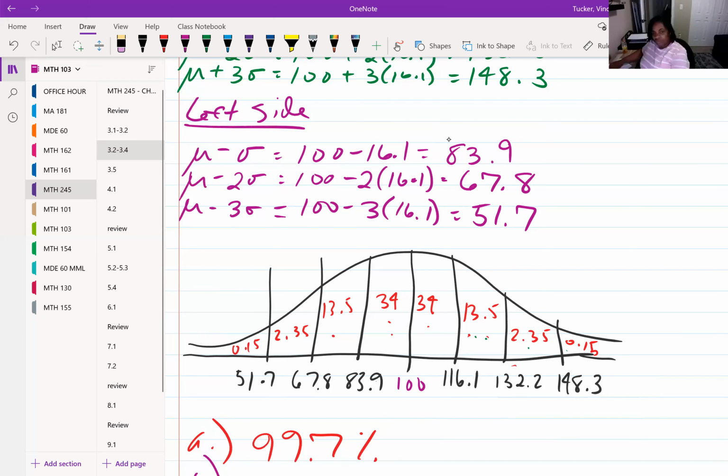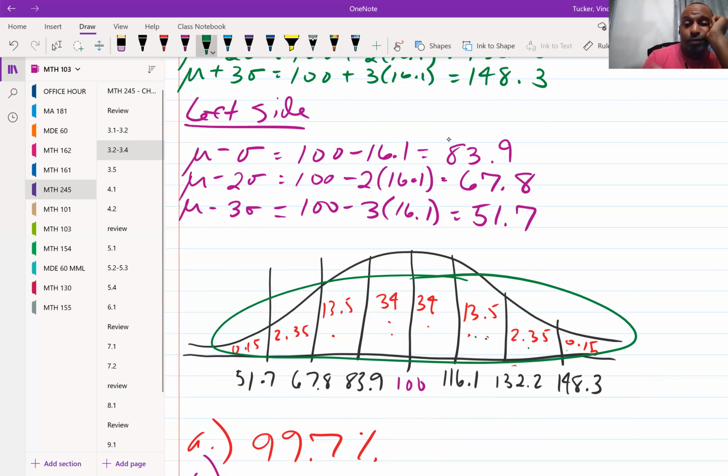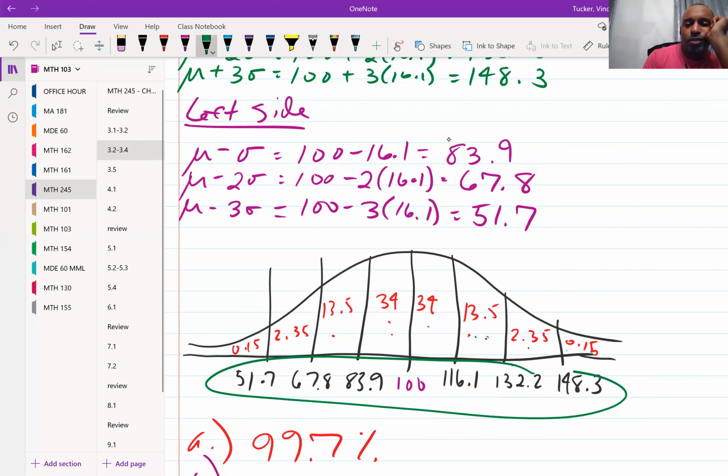So once again, just re-emphasizing, these percentages are the same percentages from our first diagram. Those percentages will never change. These bottom numbers will change according to the information that's given.